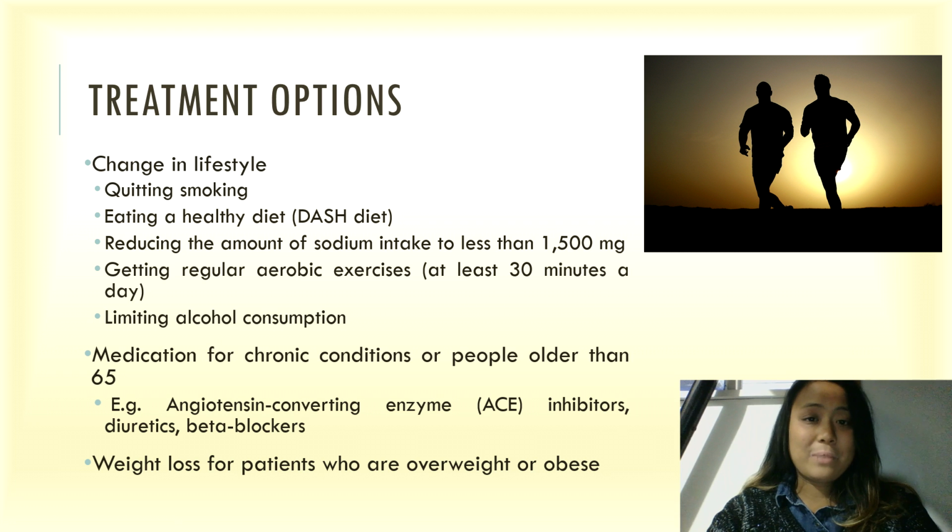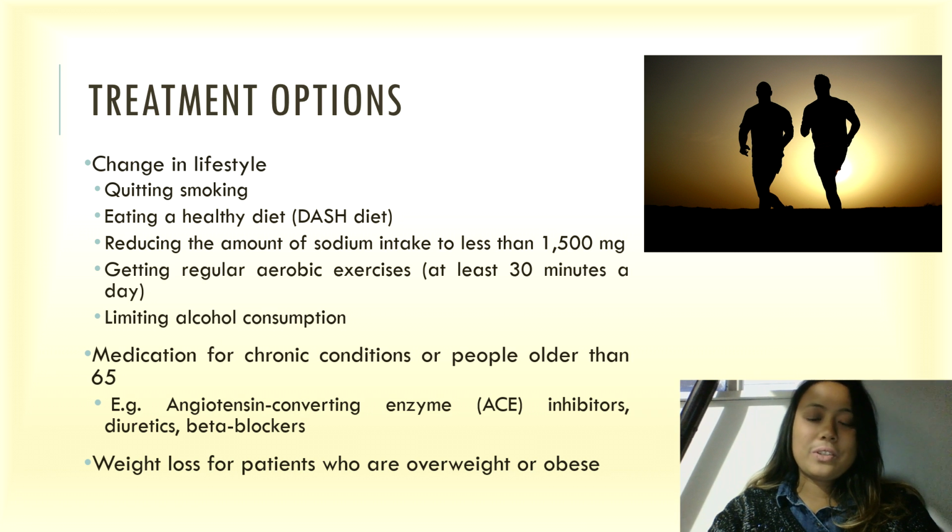So if you have high blood pressure or elevated pressure, what can you do? Well, one of the most common recommended treatments is making lifestyle changes. This can include quitting smoking if you are a smoker, eating a healthy diet, decreasing your sodium intake to less than 1500 milligrams, and limiting alcohol consumption. Also, it is a good idea to do aerobic exercises such as swimming, walking, or biking for at least 30 minutes 4 times during the week.